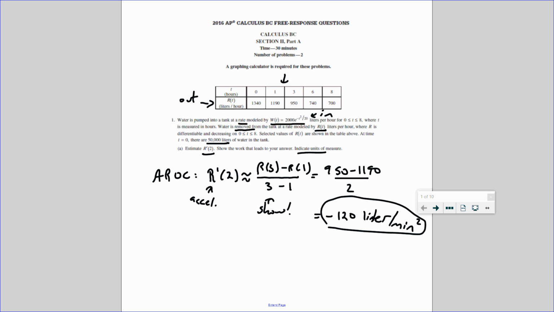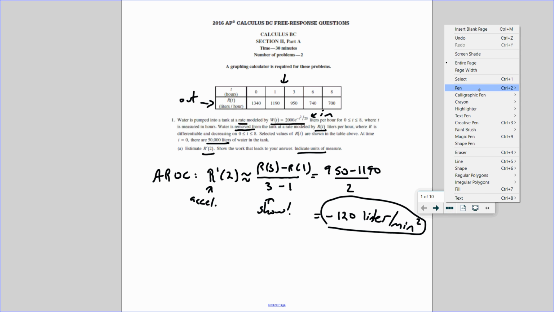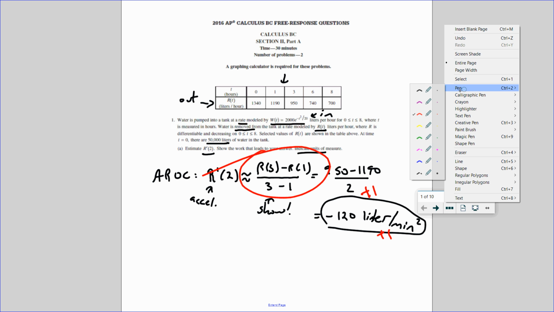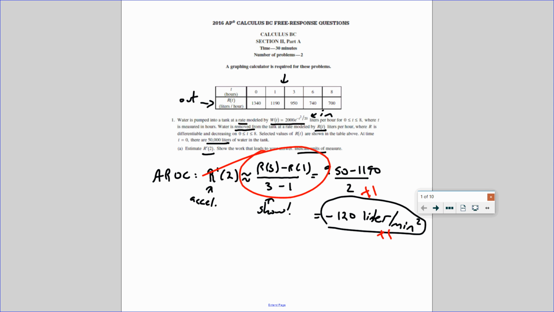Now this is worth 2 points, so let's talk about where those points come from on the AP. You're going to get 1 point for your answer and 1 point for the correct units. But you need this. The AP will not give you credit if you don't have that. So make sure you have all that stuff on the AP exam, okay? All right, that's part A. Let's go to part B.